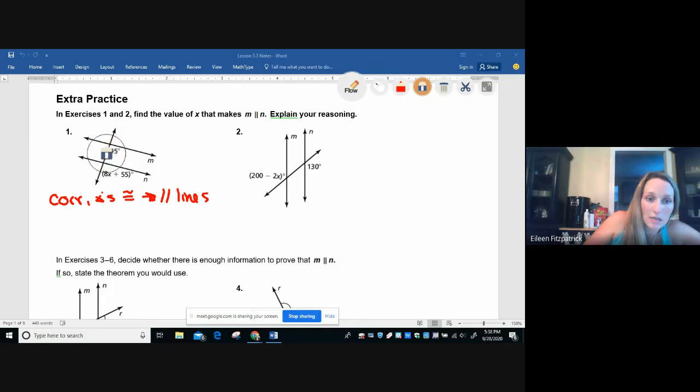So I'm going to set them equal to each other. I have to erase because I can't even see what that number is. Okay. So I'm going to say that 8x plus 55 has to equal 95. Those angles have to be equal to each other in order for the lines to be parallel. All right, subtract 55 from both sides, and you're going to get 8x equals 40. Divide both sides by 8, and you get x is equal to 5. All right. Okay, next one.